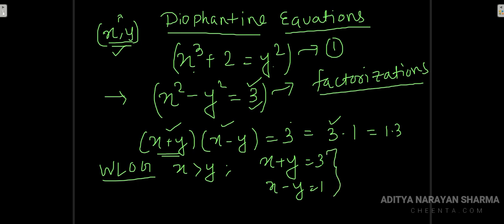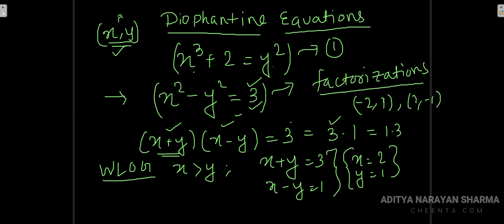Solving these two equations, by adding them and dividing by 2, you get x equals 2, and putting this in you get y equals 1. This completes our proof that this is the only solution to this equation if x and y are positive. Obviously there are more solutions if we take negative integers into account: we can write minus 2 and 3, minus 2 and 1, then 2 and minus 1, and so on. There can be various solutions, but all of them will have the absolute values 2 and 1. So you see, factorization is a technique which can be very handy if the number on the other side is actually factorizable.